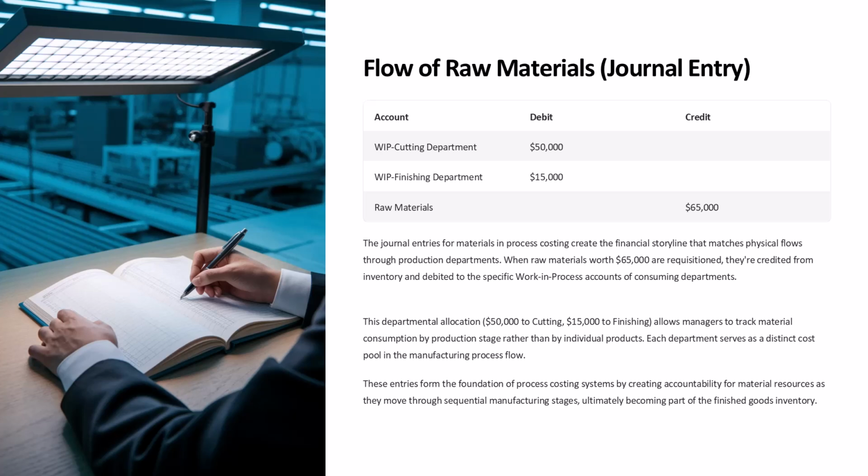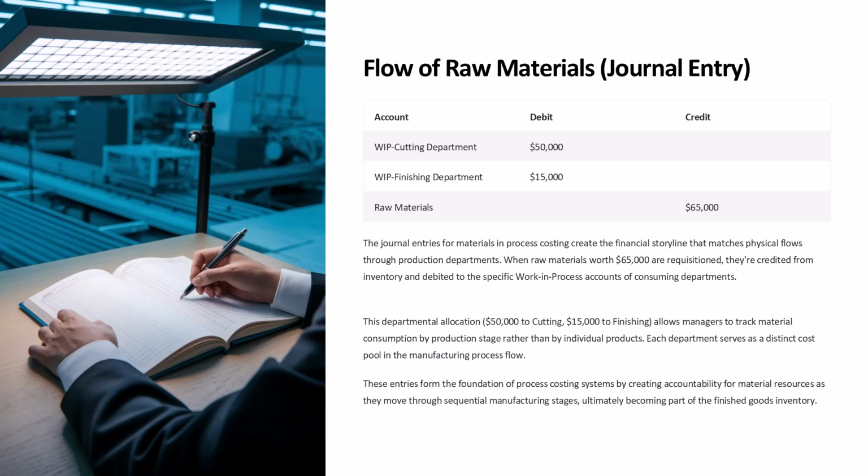The entry might look like: debit WIP Cutting Department, $50,000; debit WIP Finishing Department, $15,000; credit Raw Materials, $65,000. Picture a paint manufacturer where pigments enter in the mixing department while packaging materials enter at the filling department, each with its own distinct WIP account to collect costs.